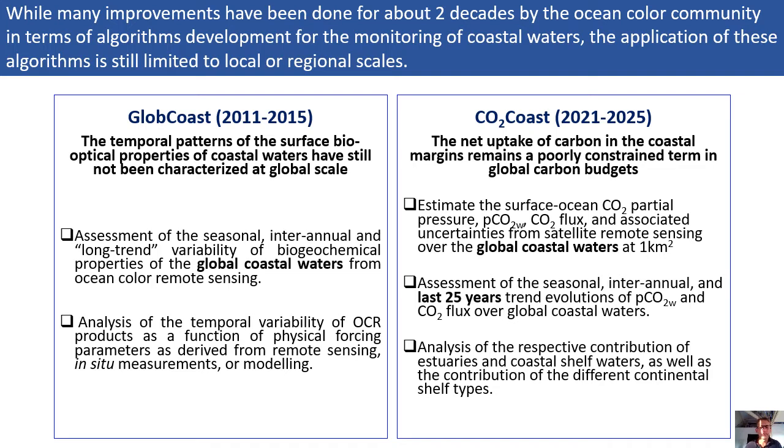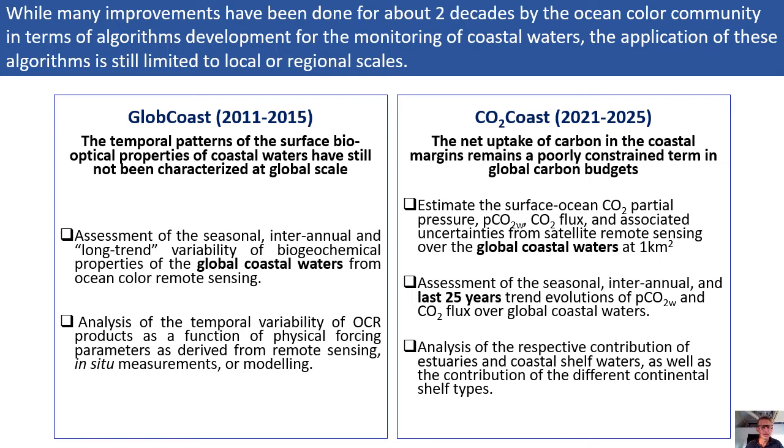For GlobCoast, it is that the temporal pattern of the surface bio-optical properties of coastal waters has still not been characterized at global scale. The main objectives of this project were the assessment of the temporal variability of biogeochemical properties of the global coastal waters, and then the analysis of this temporal variability as a function of physical forcing parameters as derived from remote sensing, in situ measurements, or modeling.